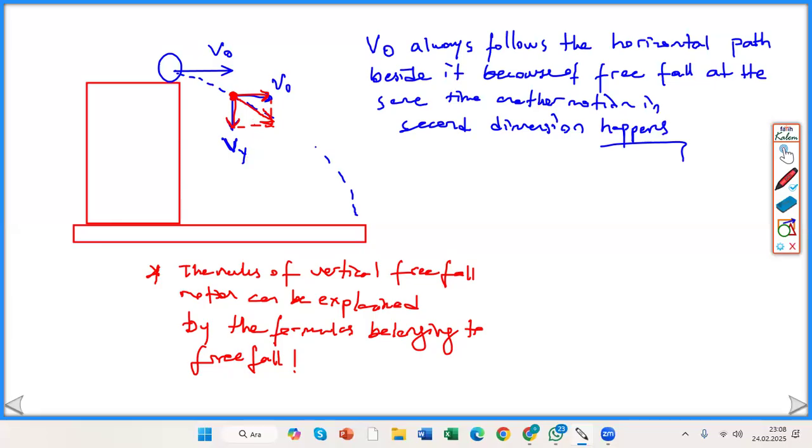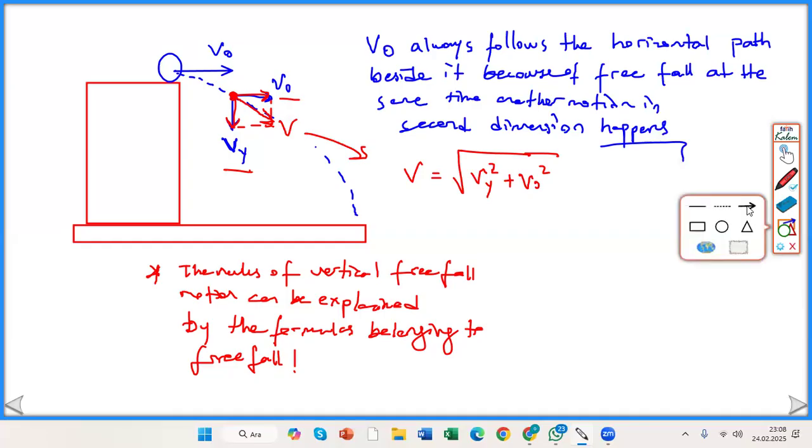And finally, we can say that the velocity of that motion is the resultant vector of vy and v0. Understand? That's why we can say that v is the resultant vector of vy and v0. If you ask me why, I can explain by using the rule of addition of vectors.